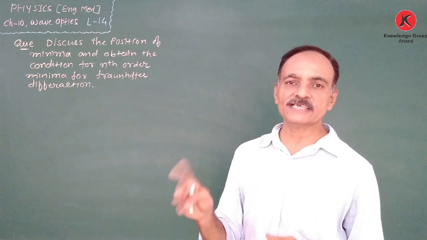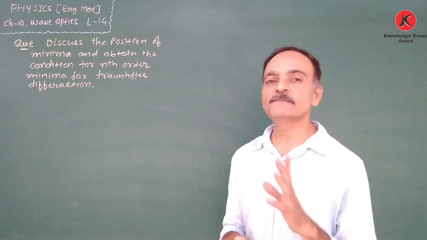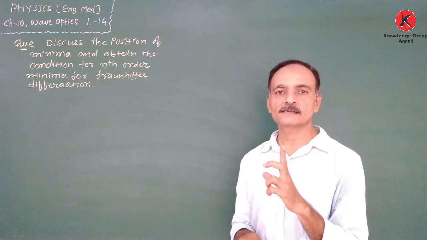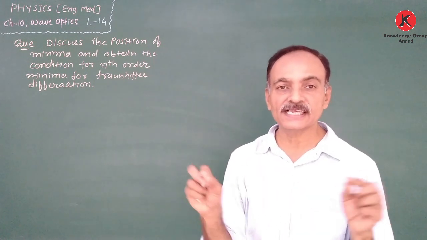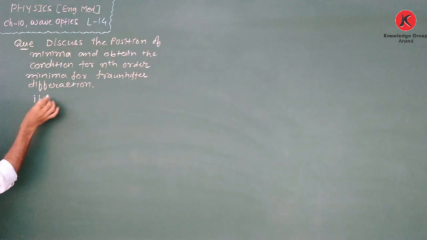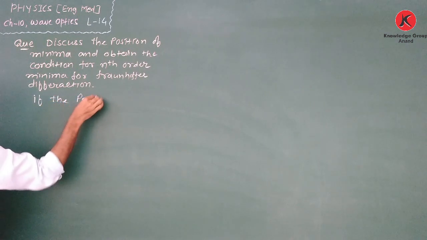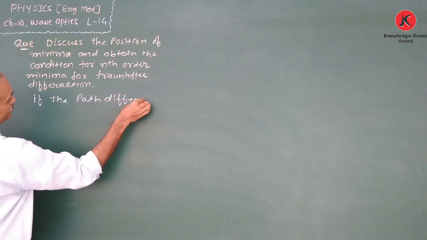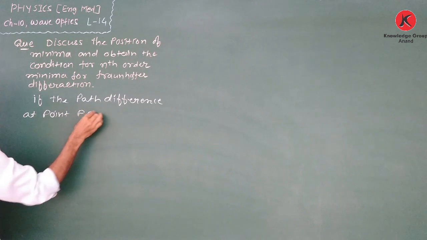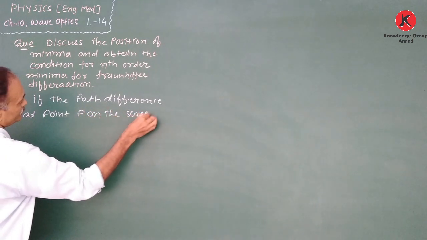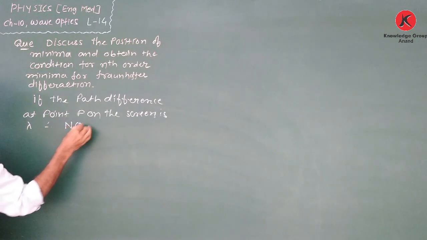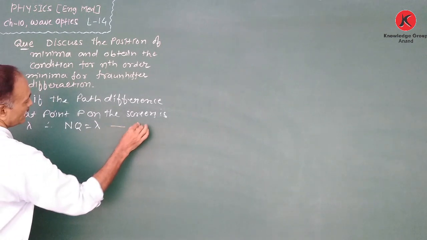Suppose at point P on the screen, the path difference is lambda. Path difference NQ is equal to lambda. And P makes an angle theta 1 with the MC line. If the path difference at point P on the screen is lambda, therefore NQ is equal to lambda. This is equation 1.